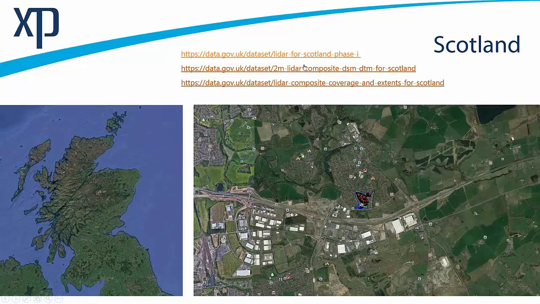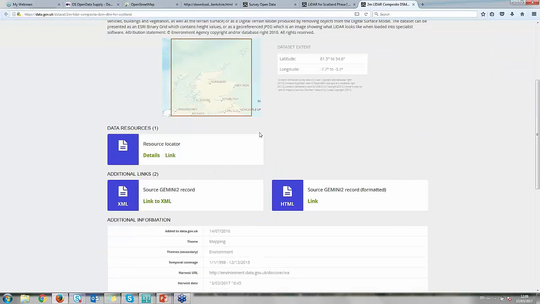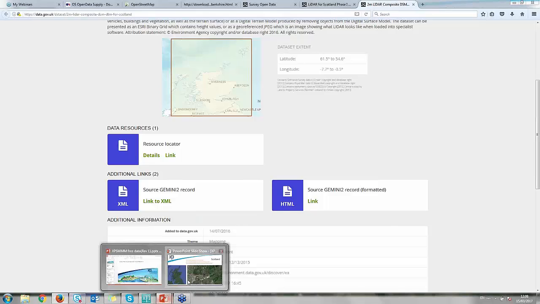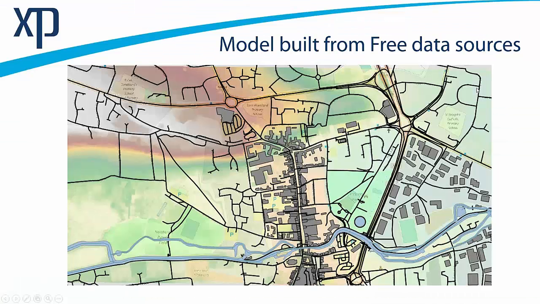Again, you have DSMs and DTMs. This is similar to what we showed you before, 2 meter resolutions down to 0.25 meter resolutions, etc. But it's covering the whole of the country. So yeah, need to be a little bit careful, because that will take some power to run.